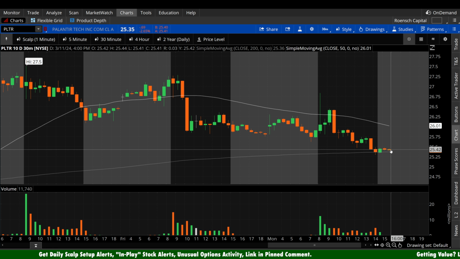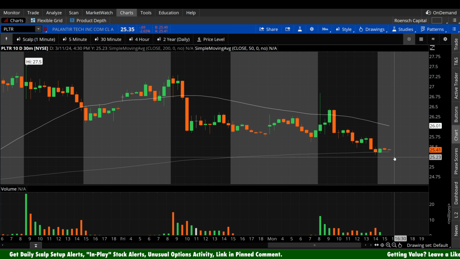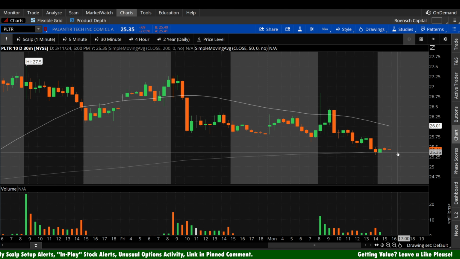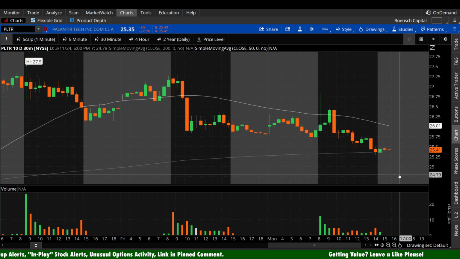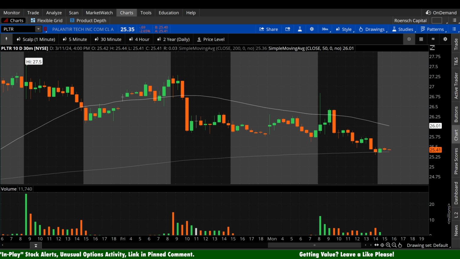So bears, you would want to see a break downside through the 200 period, a lower volume retest, right? And then a high volume rejection pulling downside down toward that $25 region.